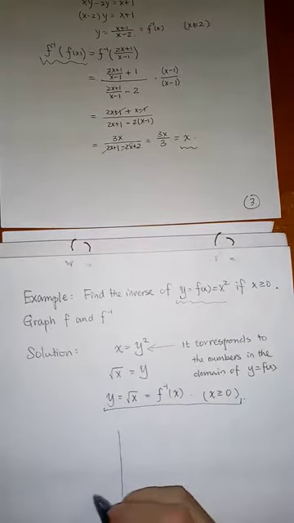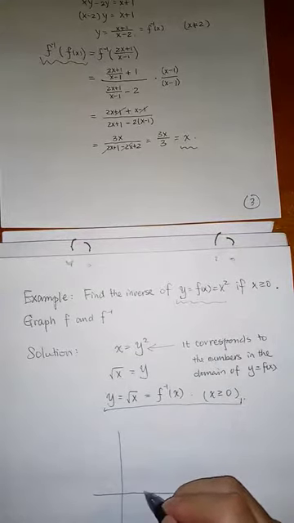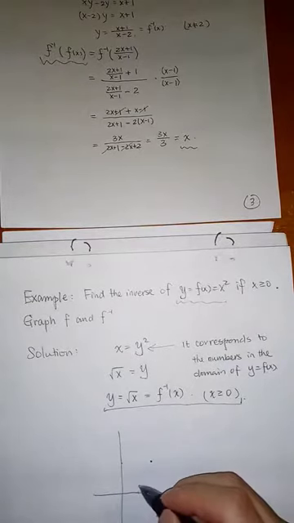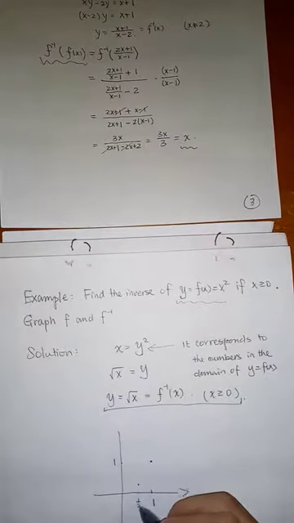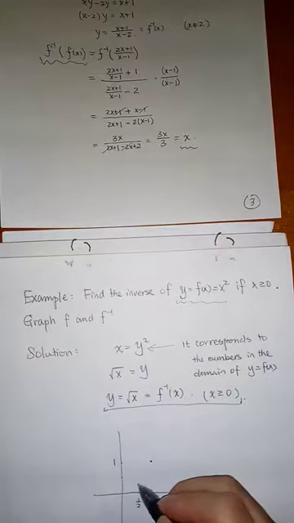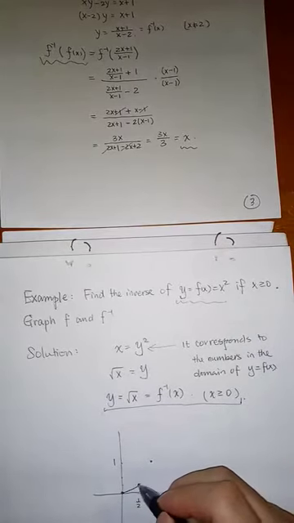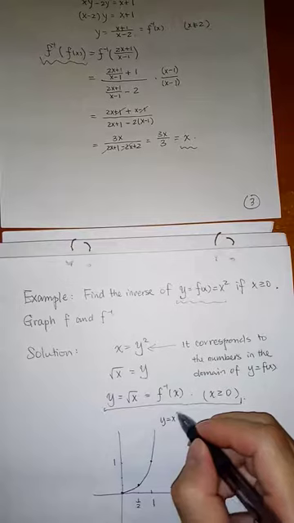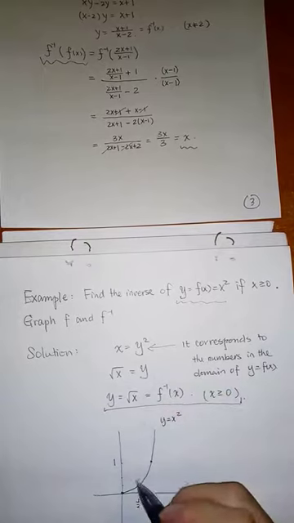So graph it. Okay, so when x is 1, y is 1. When x is 1/2, y is a quarter. So it's here. When x is 0, y is 0. So it's y equal to x squared. And the other one, square root of x, you see here.